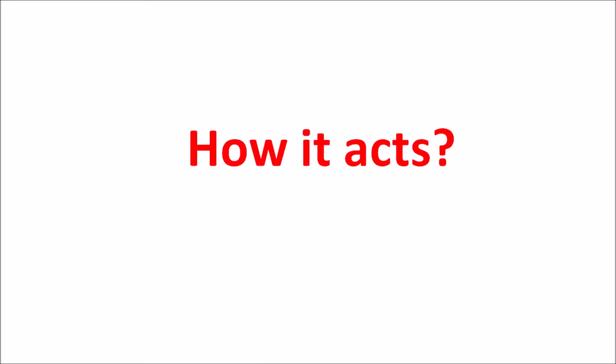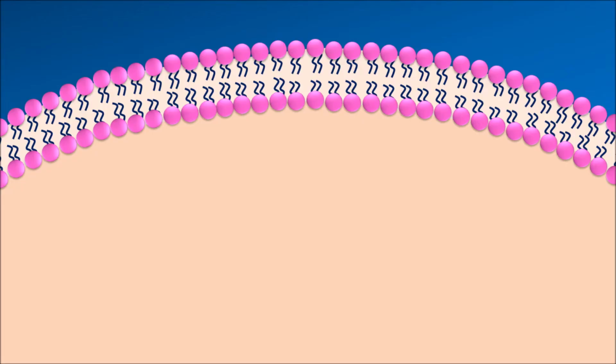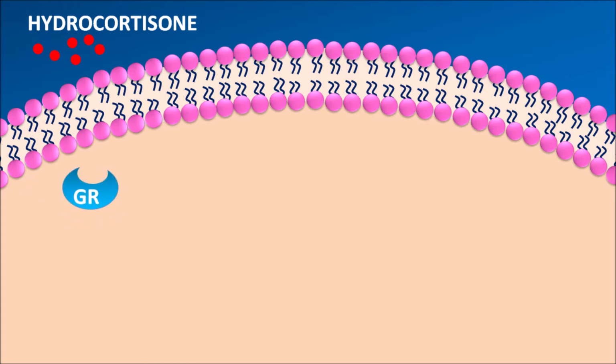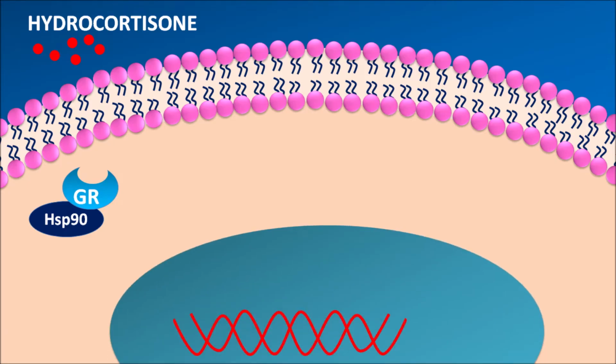Now let us see how this drug acts. One of the important actions of hydrocortisone is on the immune response. So hydrocortisone can enter into the cells and it can bind to one of the receptors, the glucocorticoid receptor. These glucocorticoid receptors are present in the cytoplasm along with one of the proteins, HSP90, heat shock protein 90. When hydrocortisone binds to glucocorticoid receptors, they can interact with the DNA within the nucleus. Now hydrocortisone binds to these receptors, which are going to be activated.